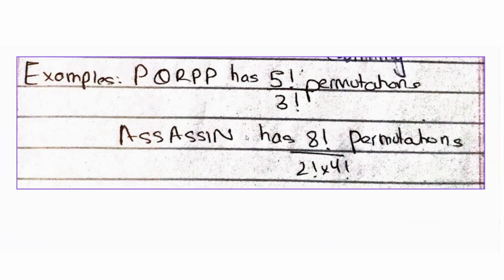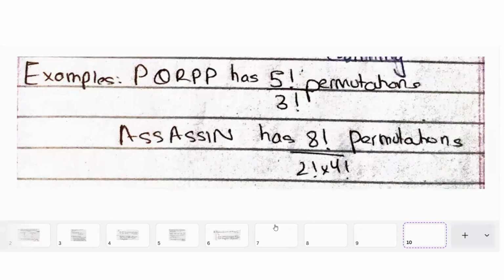Now, Sassen has 8 factorial because 1, 2, 3, 4, 5, 6, 7, 8. Because we have 8 objects. So it has 8 factorial permutations. This 8 factorial comes from the fact that we have 8 objects. And then we have to divide it by the 2 factorial permutations of A and 4 factorial permutations of S to avoid double counting.